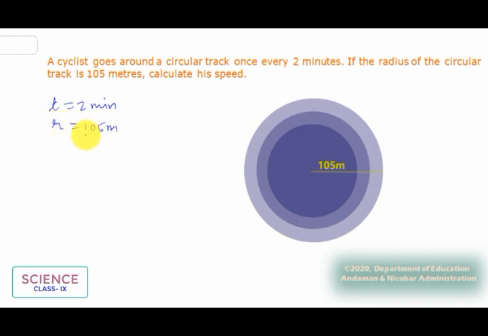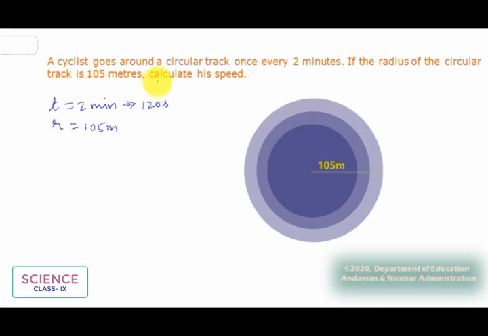Now see here, radius is in meter whereas time is in minute. Whenever the distance is in meter, then the time should be in second. So the time which is expressed in minute needs to be changed into seconds. We know that 1 minute is equal to 60 seconds. So 2 minutes is equal to 2 into 60, that is 120 seconds.